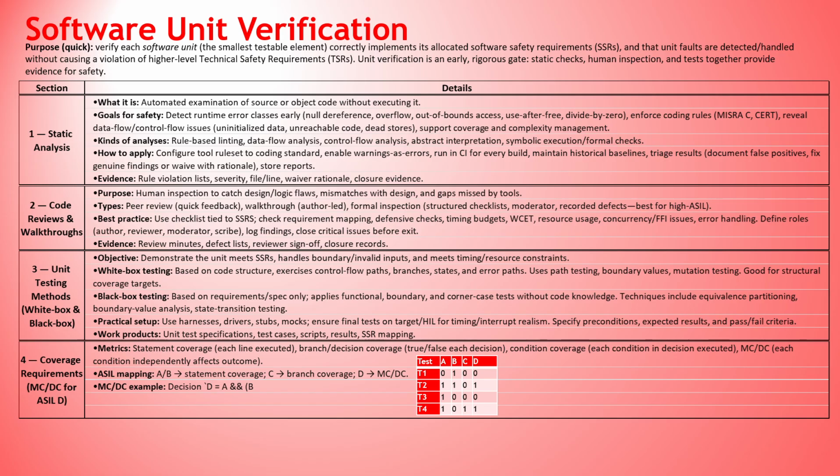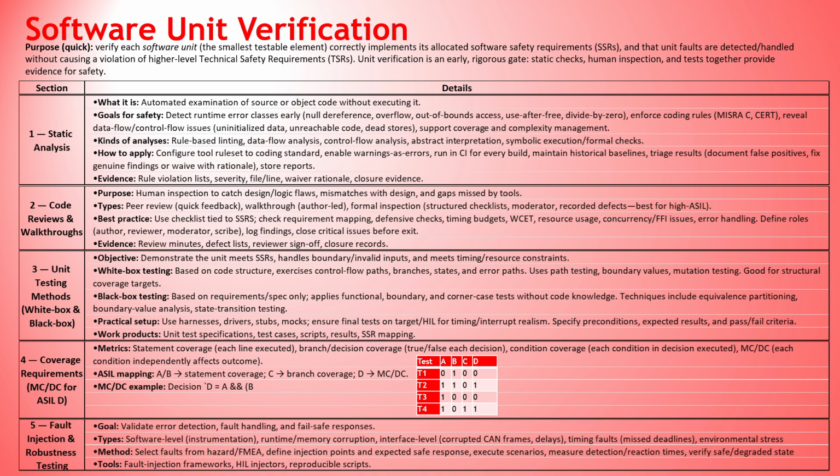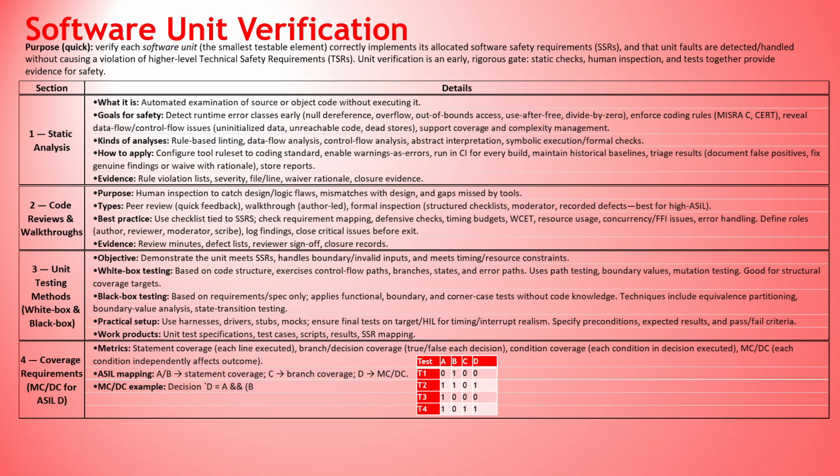For ASIL D, the standard typically demands MCDC coverage, modified condition decision coverage. This is quite complex, but basically for every condition within a decision, like if A and B, you need tests that show that changing just that one condition, A or B, actually changes the outcome of the whole decision while keeping other conditions fixed. It's incredibly rigorous for finding subtle logic errors. Wow, that sounds intense. It is.